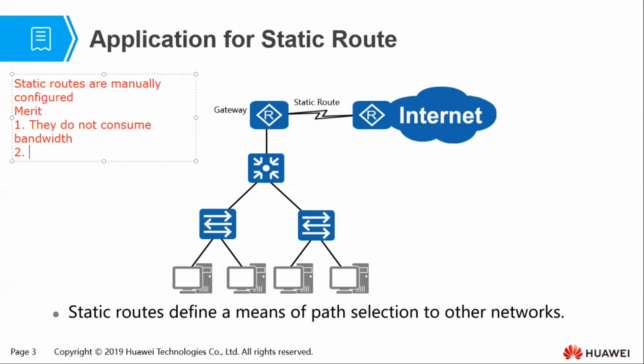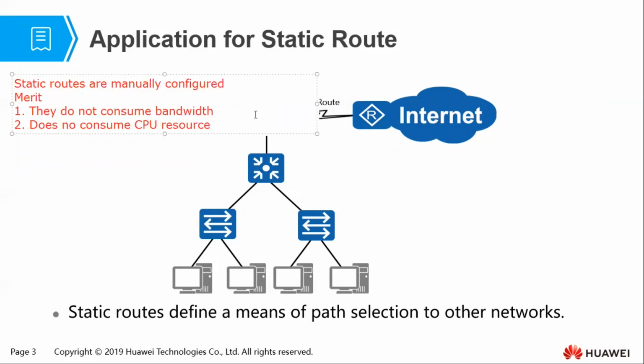Number two, they do not consume CPU resources of the router. When we use protocols like OSPF or ISIS, a lot of calculations go on in creating what we call the shortest path tree. With static routes, you don't have such calculations. So those are some of the merits of static routes.